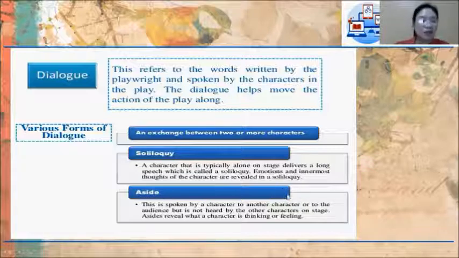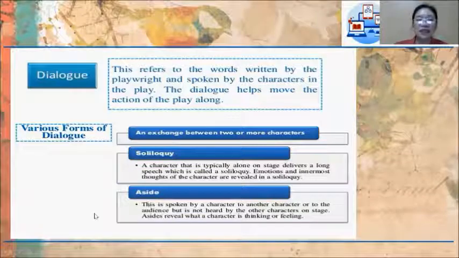For example, from Romeo and Juliet by William Shakespeare. Juliet speaks her thoughts aloud when she learns that Romeo is the son of her family's enemy. And she said, "Oh, Romeo, my Romeo." So that is soliloquy, the act of talking to oneself and an act of speaking one's thoughts aloud.